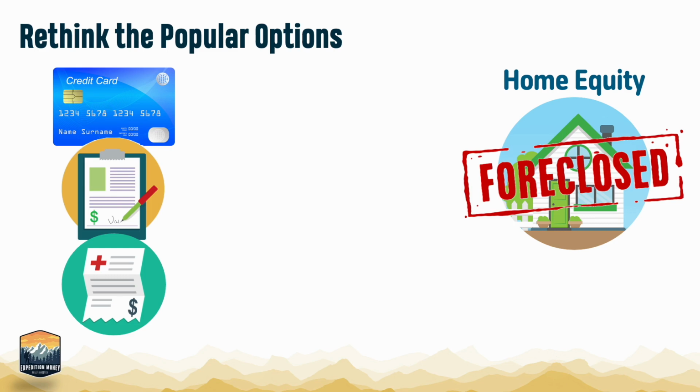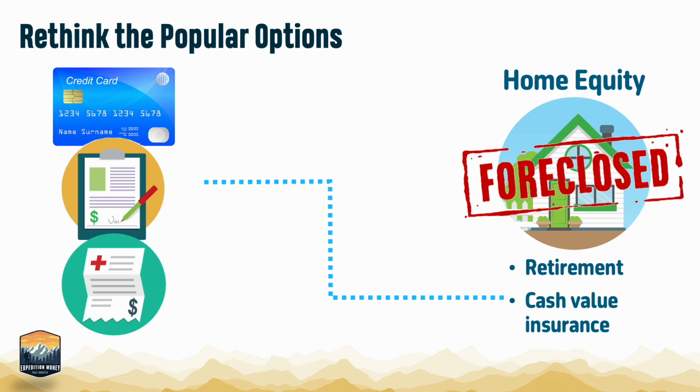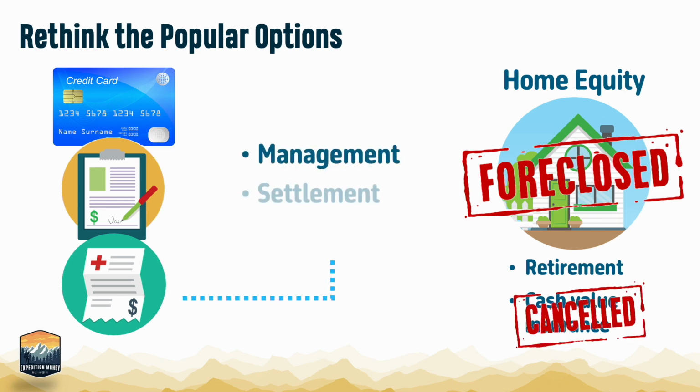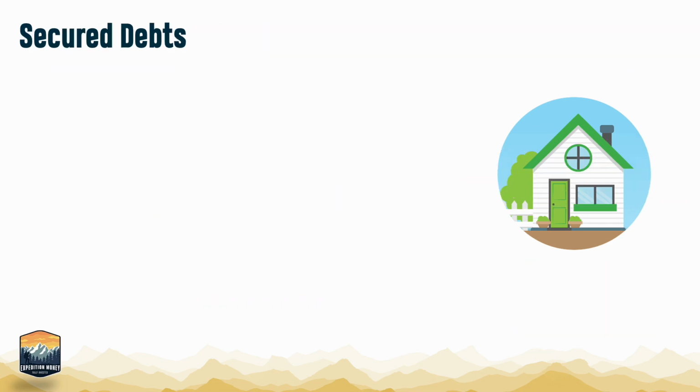Some other popular options are to take a loan from a retirement plan or borrow from a cash value life insurance policy. Again, these might be the right solution for you, but if these loans fall behind, you might lose the money outright or have the policy canceled. A better option might be to look into management, settlement, and even bankruptcy, as these choices can keep your home and retirement accounts protected. Now, I mentioned that your mortgage is a secured debt, but it's not the only one.